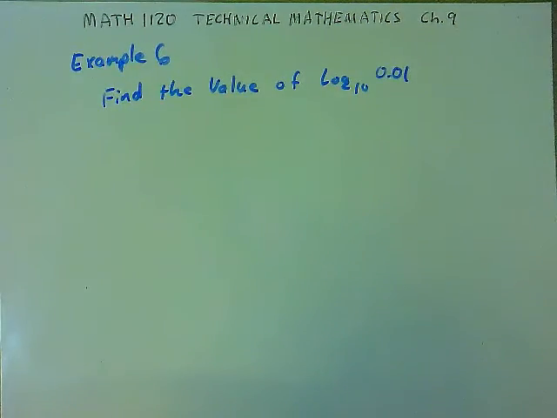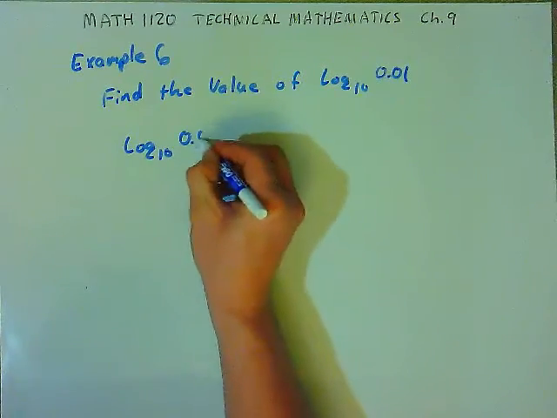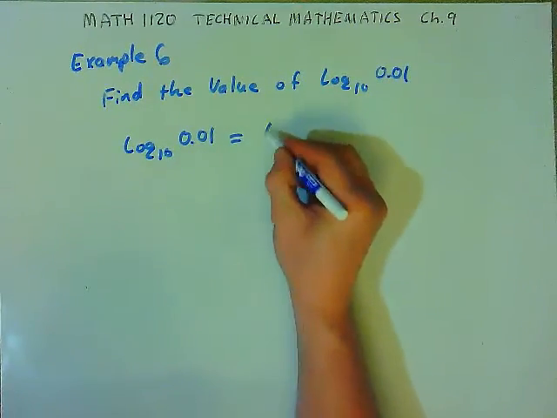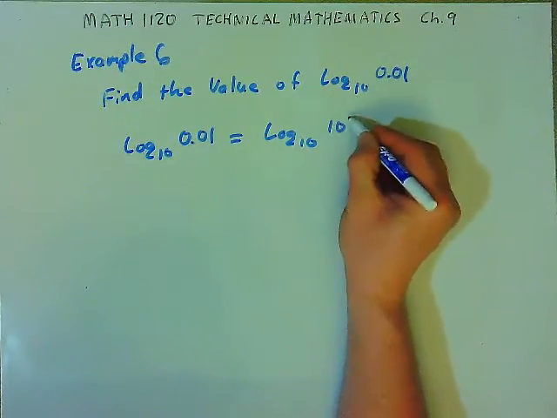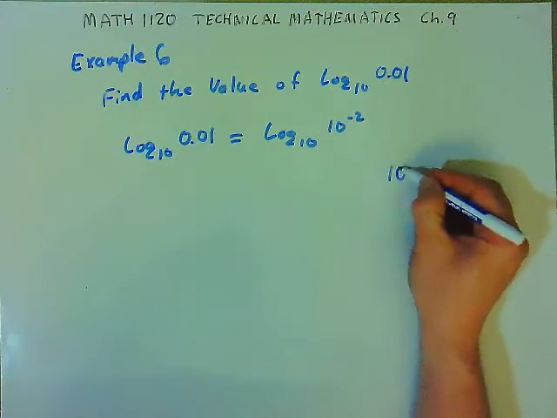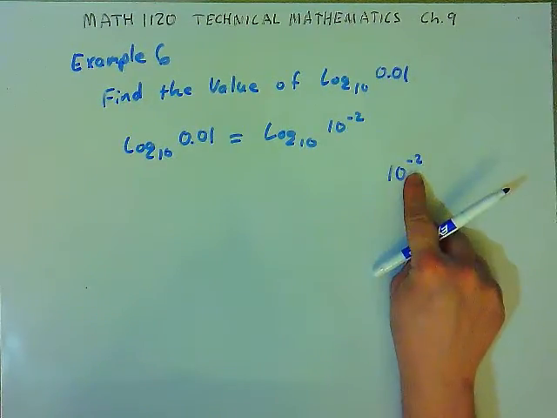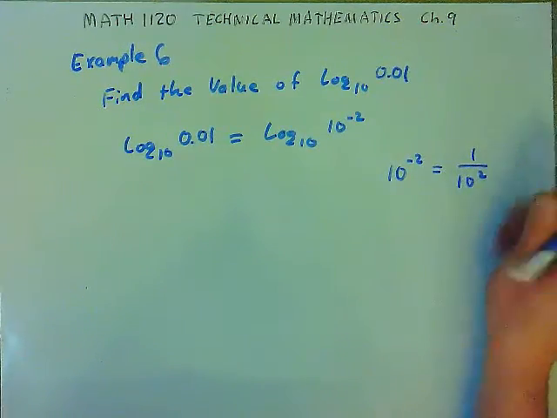This is example 6. It says find the value of log base 10 of 0.01. And so the log base 10 of 0.01, this is the same as log base 10 of 10 to the negative 2 power. And so remember that something like 10 to the negative 2 power, where the exponent is negative, is the same as 1 divided by 10 to the positive 2 power.